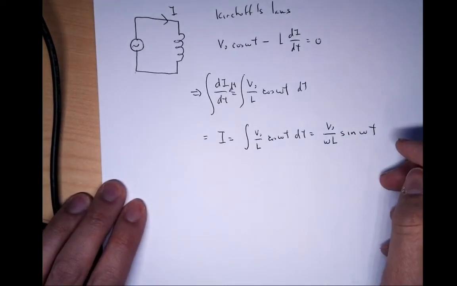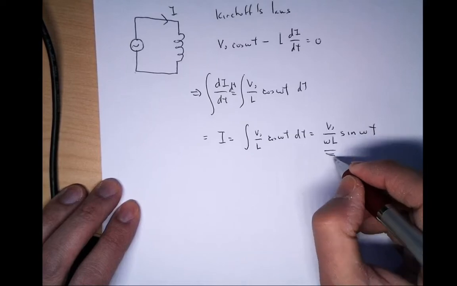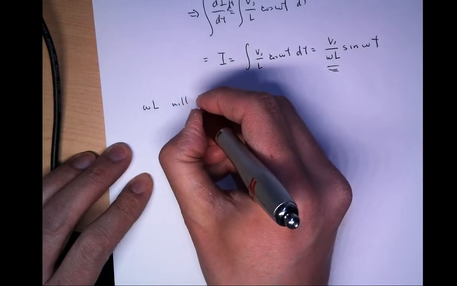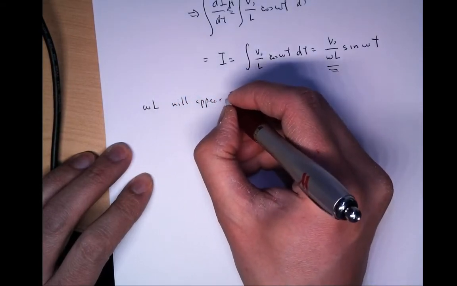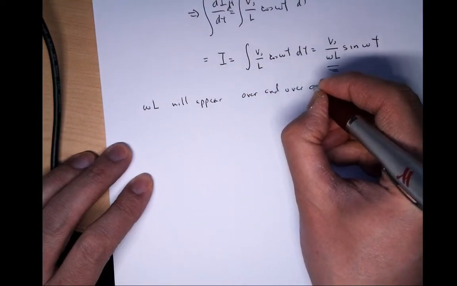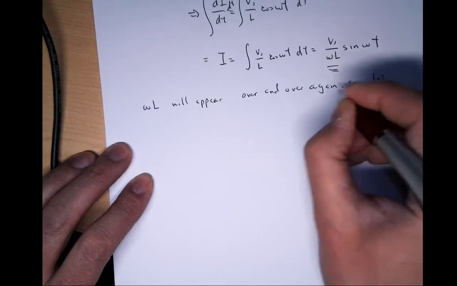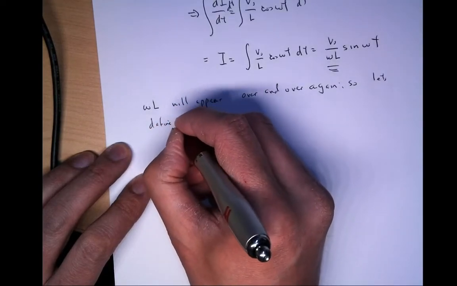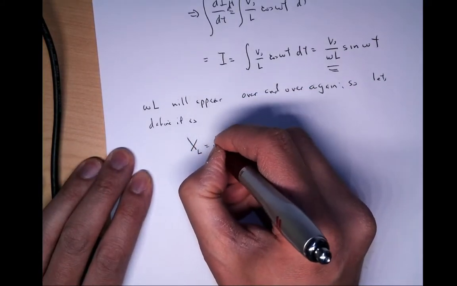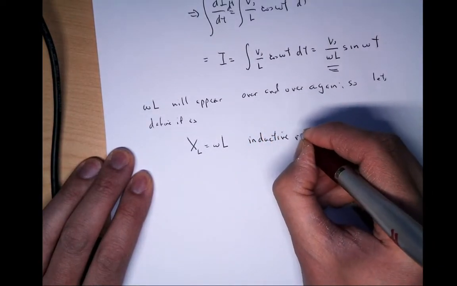All right. What's going to be interesting is that this thing appears over and over again. So omega L will appear over and over again. So let's define it as X sub L is equal to omega L, and this is what's called the inductive reactance.